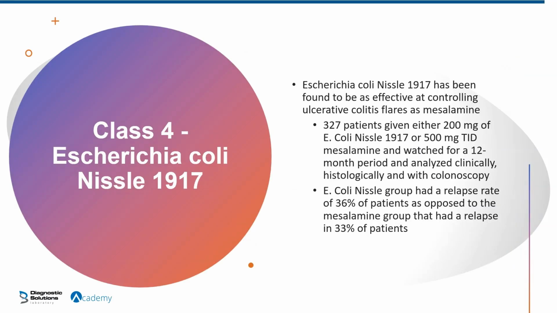E. coli Nissle is our class 4 probiotic. It is an E. coli Nissle 1917, and it's been found to be as effective as mesalamine during ulcerative colitis flares. The problem with E. coli Nissle is it's not available in the United States. You have to get it through Canada or anywhere in the rest of the world.